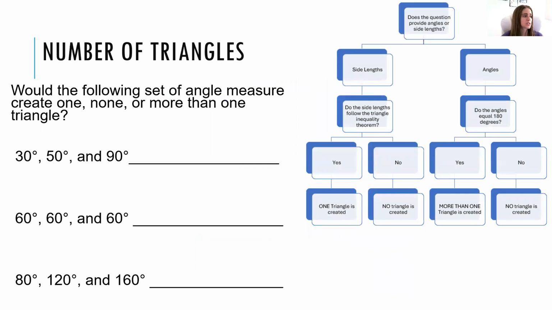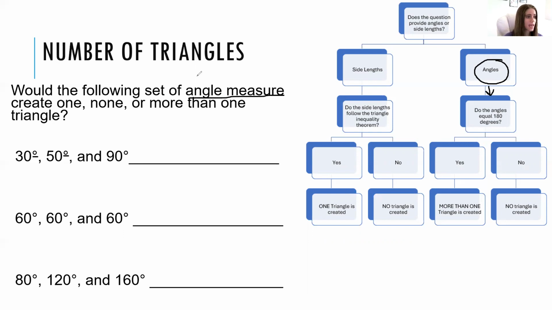All right, so here we have the question. Would the following set of angle measures create one, none, or more than one triangle? So for us to complete the first problem here, let's go to our flowchart. We are given a set of angles. I know that because not only does it tell me, but I also have the little degree symbols. All right, this is the path we're taking. So that leads us down to here. We want to know, do the angles equal 180 degrees? Because that is the requirement in order for something to create a triangle.